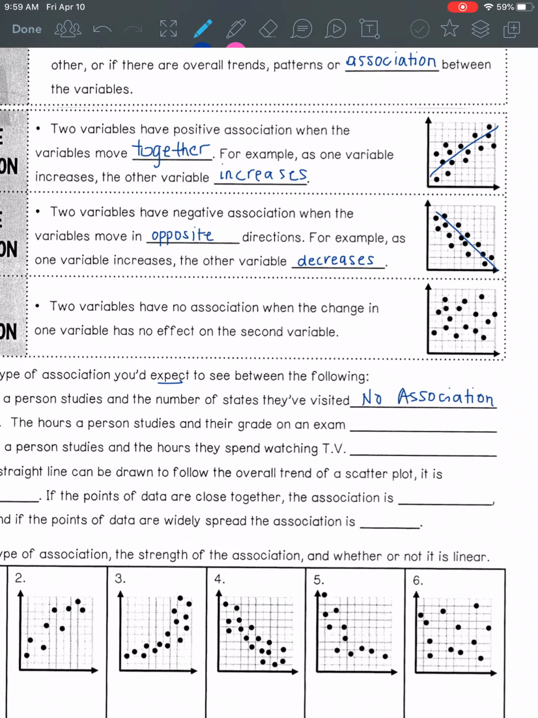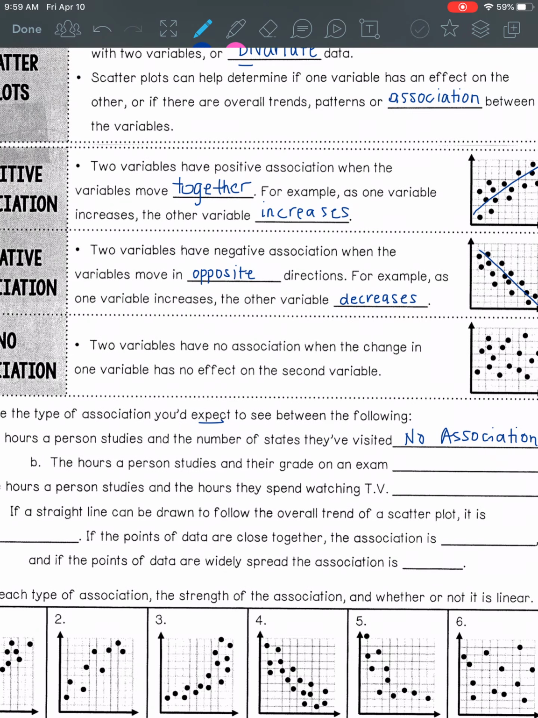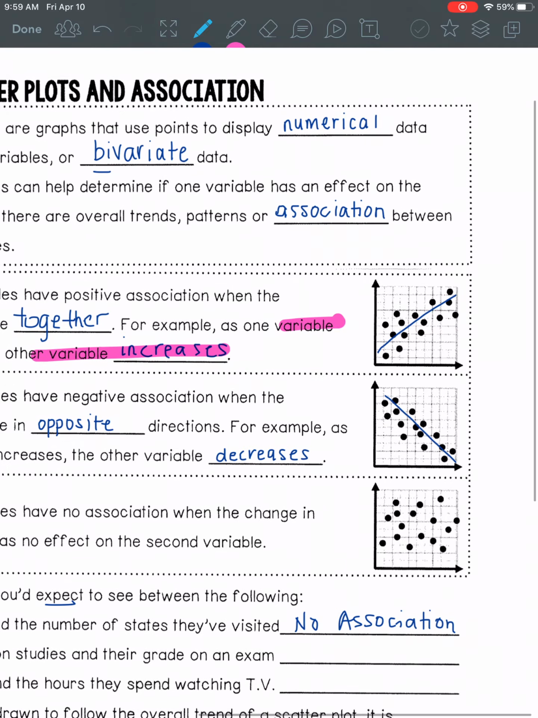B, the next one. The hours a person studies and their grade on the exam. If the number of hours you're studying goes up, what do you think is going to happen to the grade on the exam? Obviously we're hoping that the grade goes up as well. So both of these things are increasing. As you increase the number of hours you study, you're also increasing the grade on your exam. That goes back to our increasing one variable. One variable increases, the other variable also increases, so that would be a positive association.